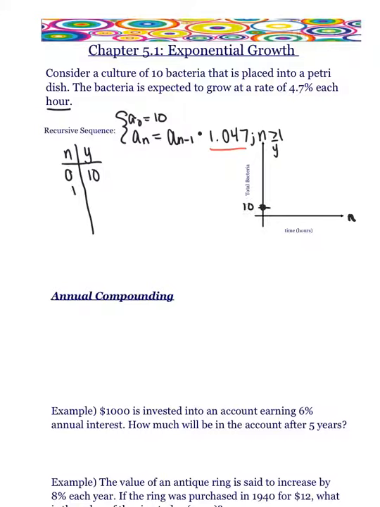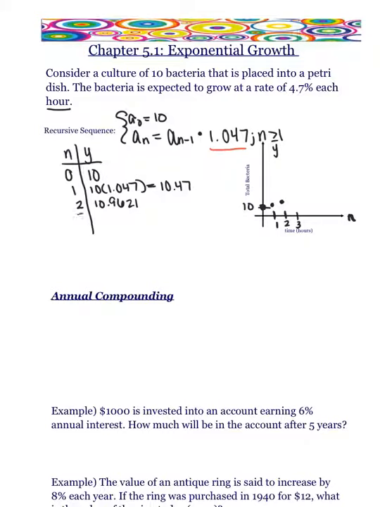After 1 hour, if I multiply 10 times 1.047, let's see what I get. I get 10.47. So after 1 hour, I don't quite have 11, I just got a little more. After 2 hours, I have 10.9621. At 2 hours, I've got still a little bit more.